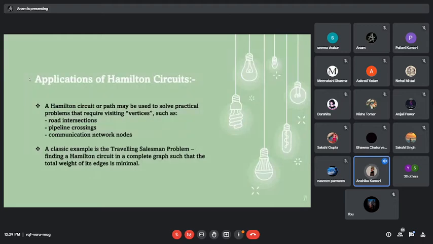Now let's move towards the applications of Hamilton circuits. A Hamilton circuit or path may be used to solve practical problems that require visiting vertices, such as road intersections, pipeline crossings, and communication network nodes. It also has real applications in such diverse fields as computer graphics, electronic circuit design, mapping, and operational research. We can also solve traveling salesman problems using Hamilton circuits.